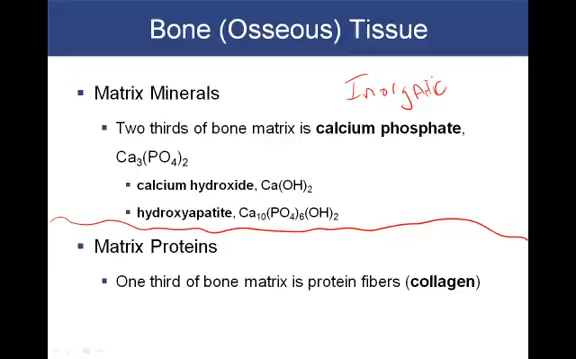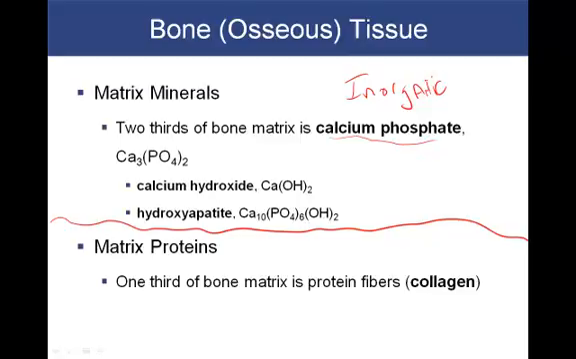And 2/3 of the bone matrix is composed of calcium phosphate. Here's the structure for calcium phosphate. I don't expect you to memorize the structure, but you should be able to pick out the word calcium phosphate. Two other important calcium salts include calcium hydroxide and hydroxyapatite.